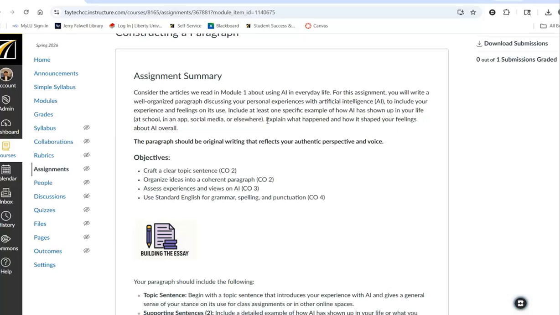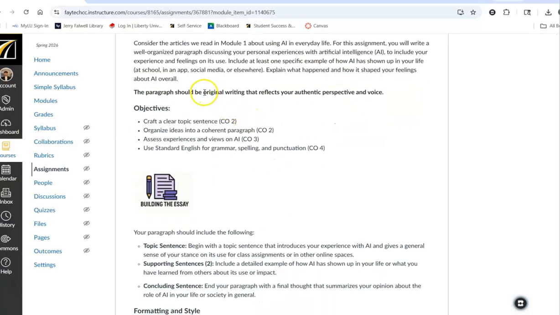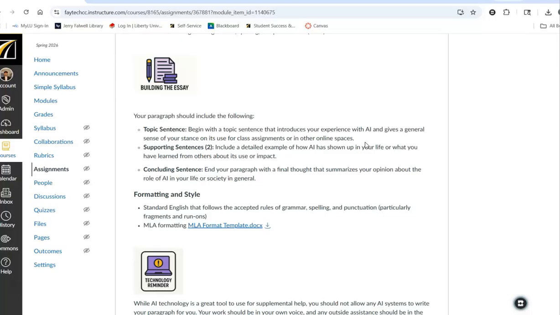Explain what happened and how it shaped your feelings about AI overall. That's the A. Okay? And so we've got the M and the E and the A, and then you'll have a sentence that wraps it up. This should be your own original writing and reflect your authentic perspective and voice. So don't just use AI to write your paragraph. That's not going to do it. That's not going to teach you what you need to know.